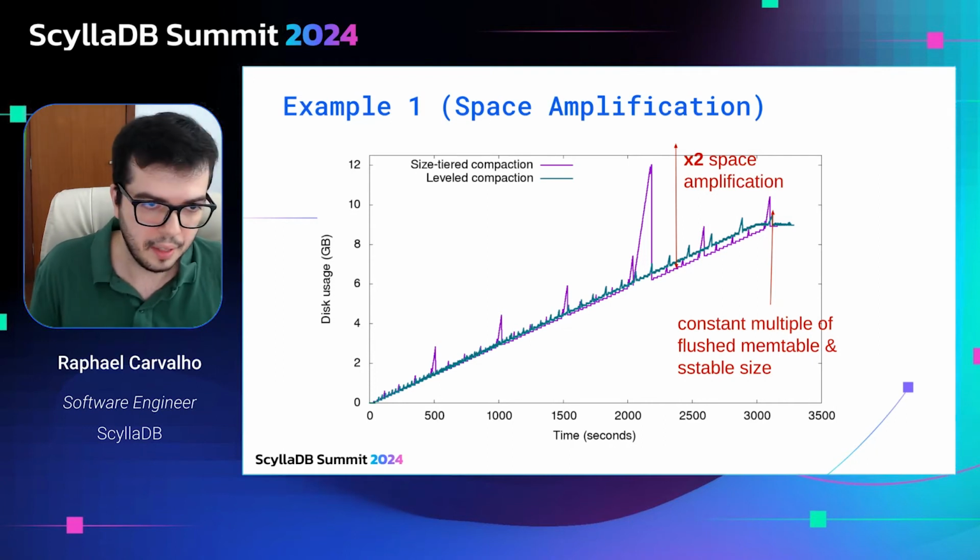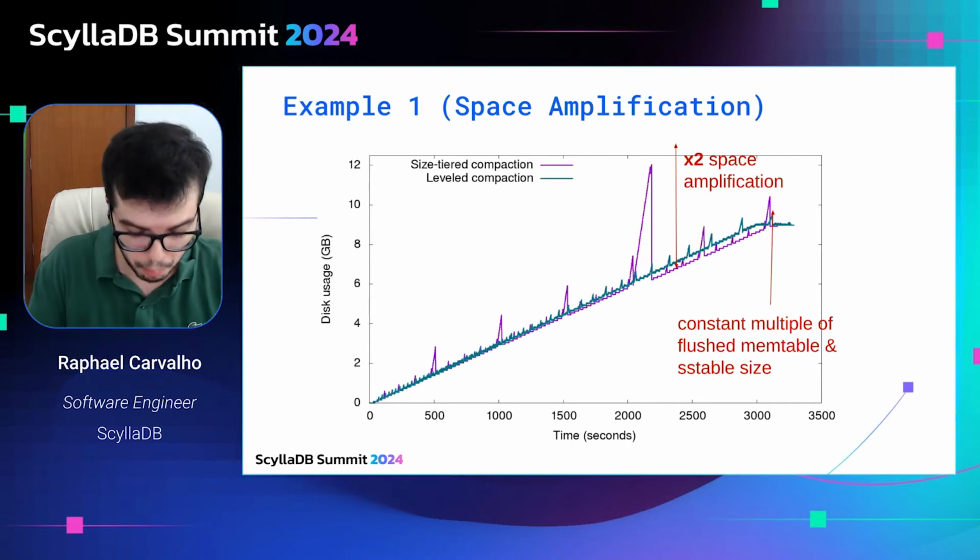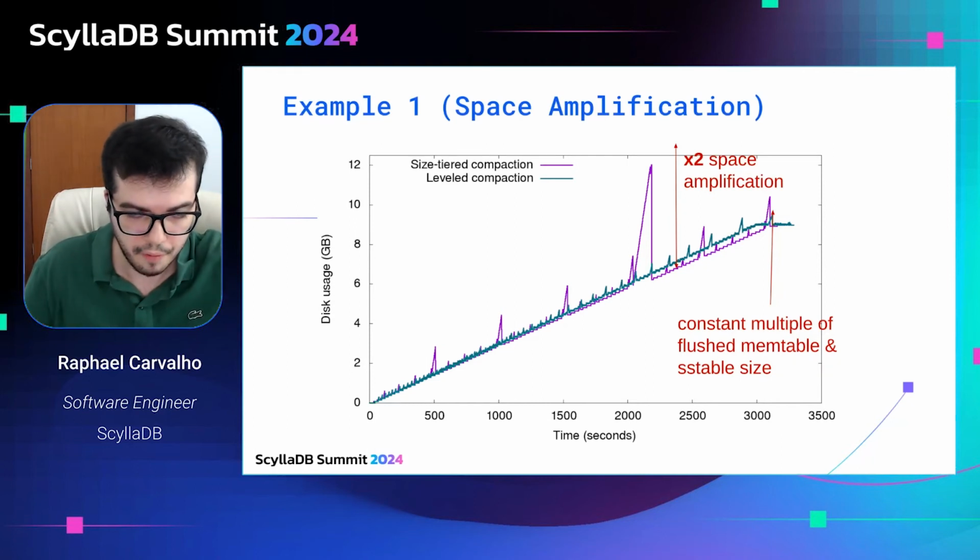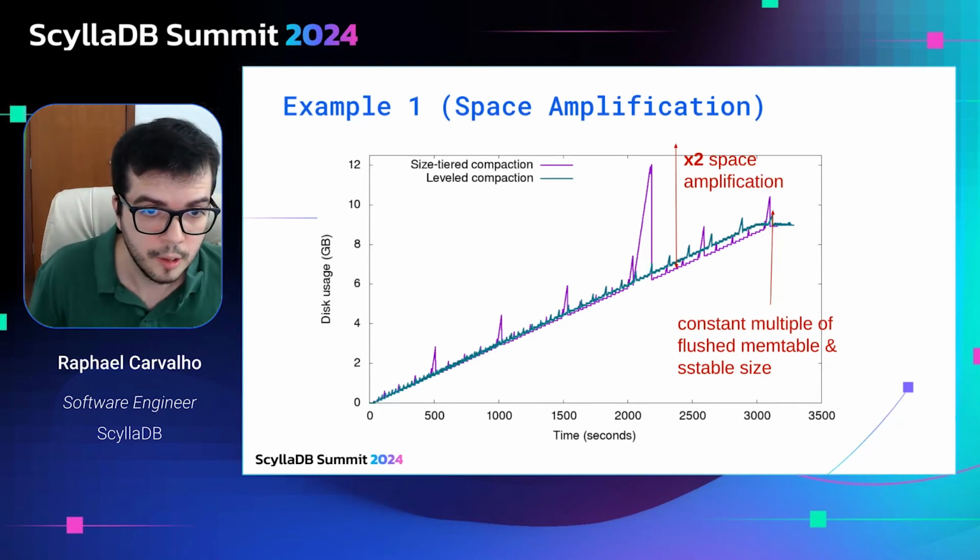And the reason for that is that leveled compaction breaks those large SSTables into fixed size fragments.